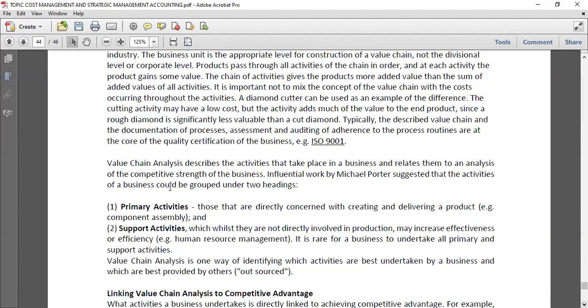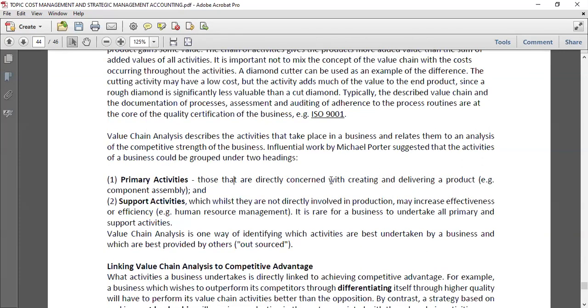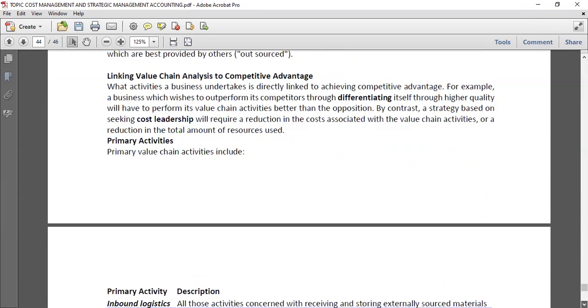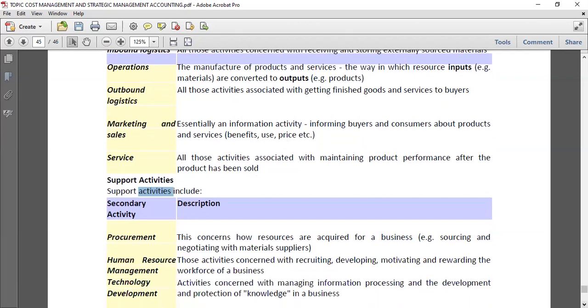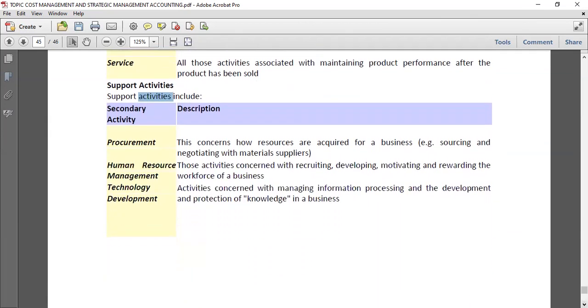Okay, so we have primary activities, which are concerned with creating and delivering products. And then supporting activities, like support functions. Maybe you could get it from this table here. So primary activities are operations, inbound logistics, outbound logistics, marketing and sales. And then we have the support activities, which include finance, HR, procurement, and so on.